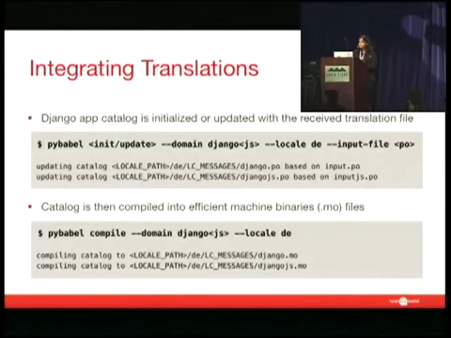Then the catalog is compiled into machine binary, and you just run this through the pybabel compile command, and you'll see that it comes out as an MO file. From that point on, your website is ready to show translated strings.